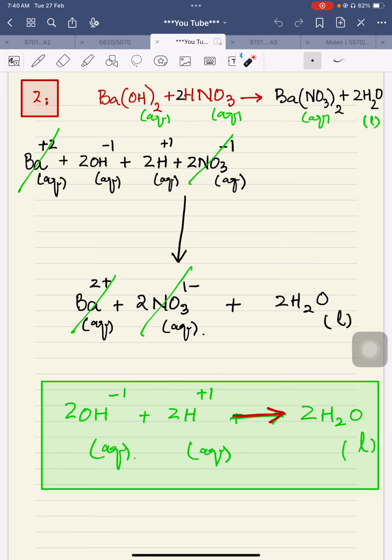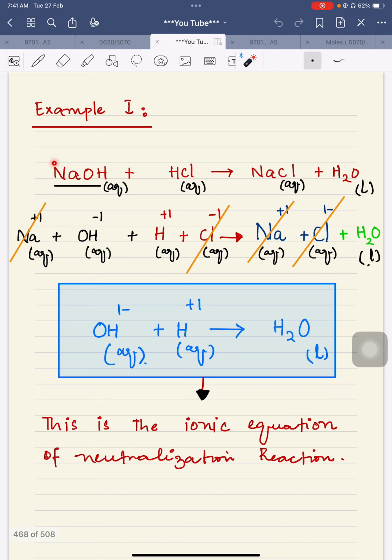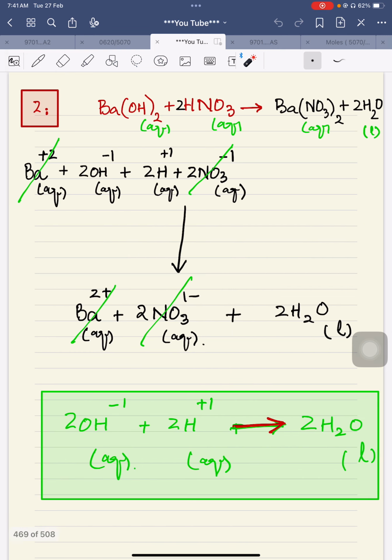Here we can say that barium hydroxide is reacting with nitric acid in equation number 2. This is example number 2 for the ionic equation. The first example, the reaction of NaOH and HCl, was done in the previous video. Here I am discussing barium hydroxide and nitric acid. As a result, barium nitrate along with water will be formed.